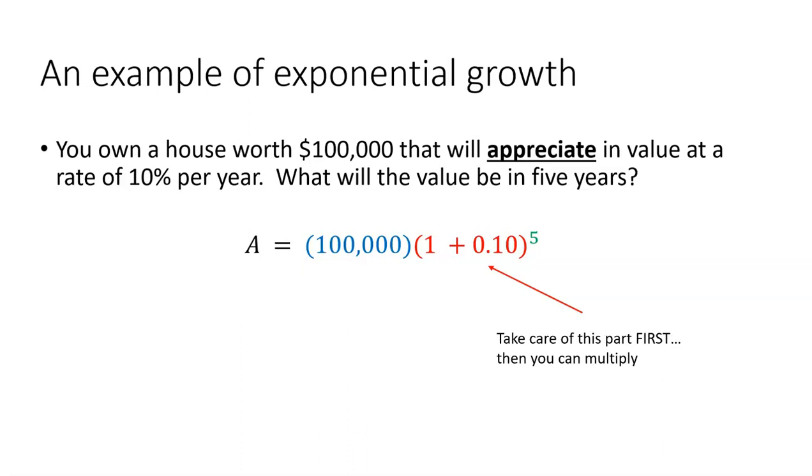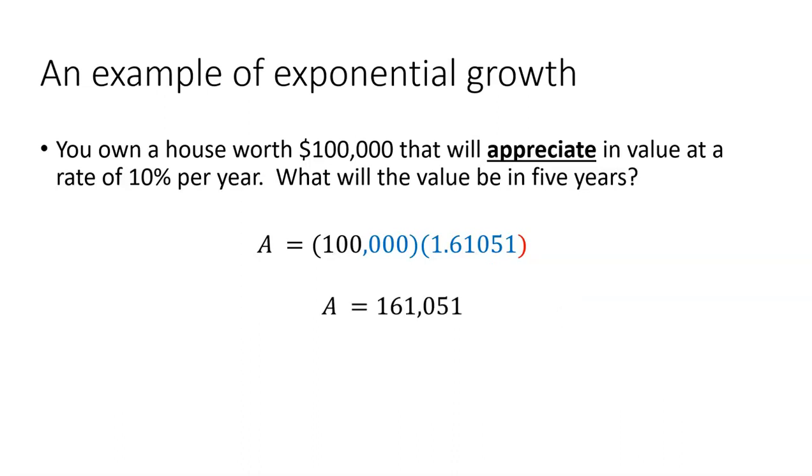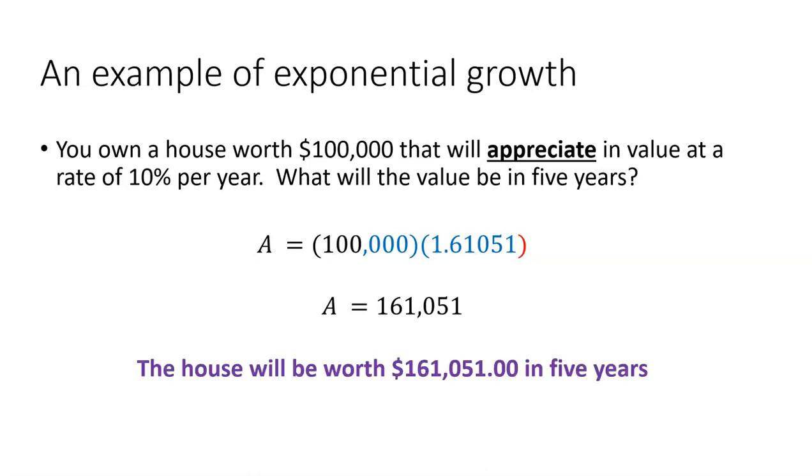Well, the 1 plus 0.10 is that 1.10 we came up with earlier. And we're going to take it to the 5th power. That is 1.61051. Sorry for the crazy colors here. And then we'll multiply that now to 100,000 and get 161,051. Well, that's the answer to our problem.